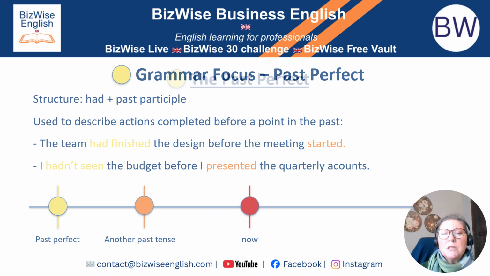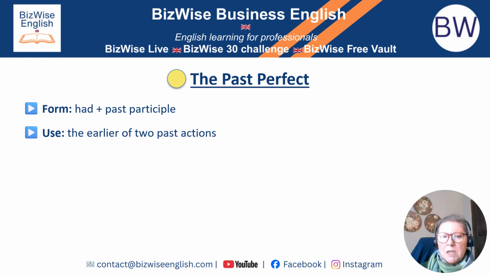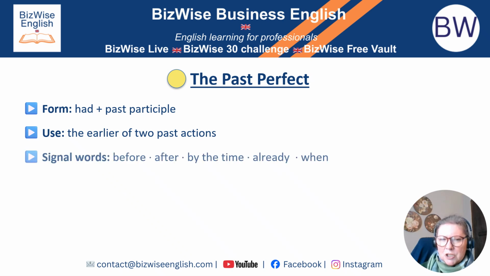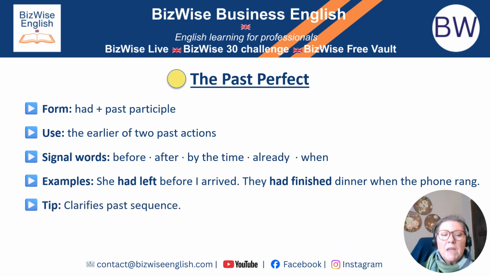So let's look a little bit more in detail at the past perfect. The form is had and the past participle. How do we use it? It is the earlier of 2 actions. Signal words: before, after, by the time, already, and when. For example, she had left before I arrived. They had finished dinner when the phone rang. It clarifies a past sequence.